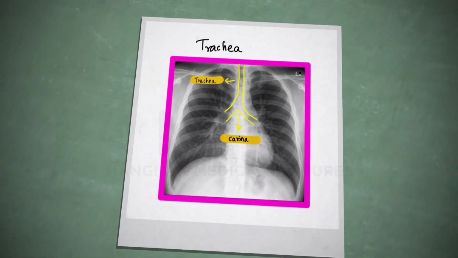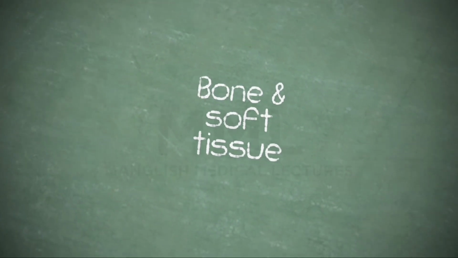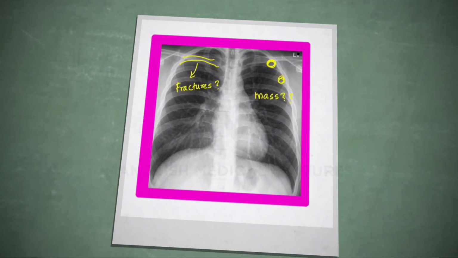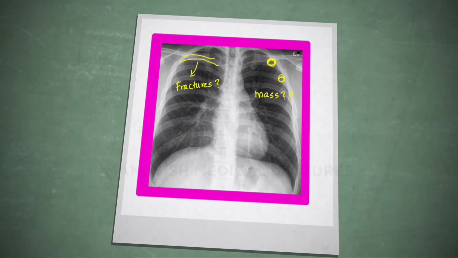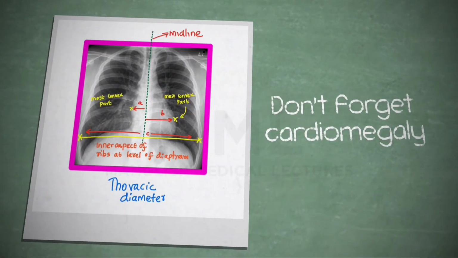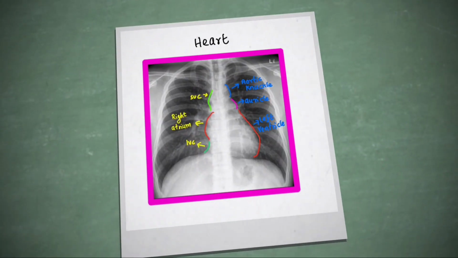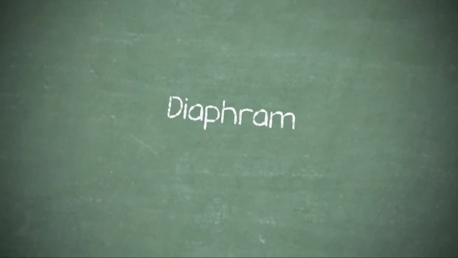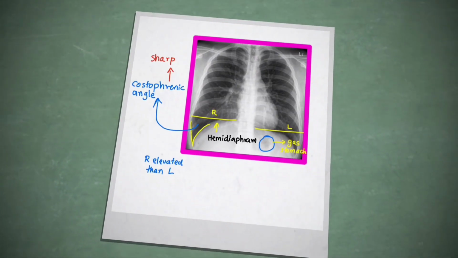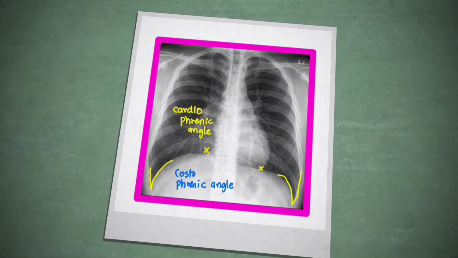A for airway, we talked about the trachea and carina. Then we talk about B, that is bones and soft tissue, where you have to look for fractures, particular masses, all those things. Then we come to C, that is cardiac. We assess cardiomegaly. How do we do that? A plus B by C has to be greater than 50%. Then we talked about the heart borders, all the structures that you can see there. Then we talked about the diaphragm, the right hemidiaphragm being elevated, and the importance of the costophrenic angle and cardiophrenic angle.